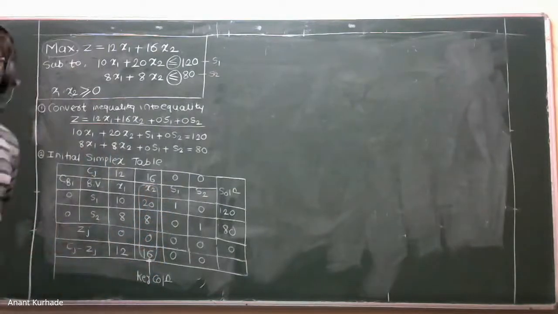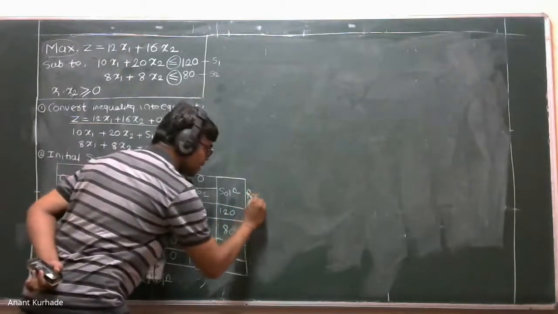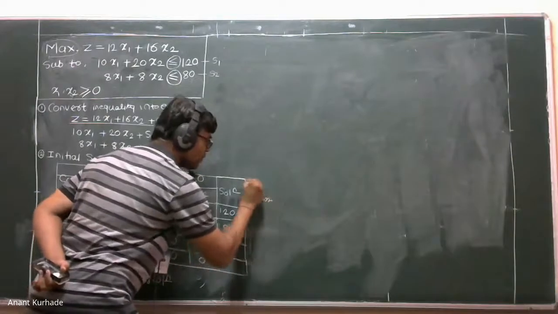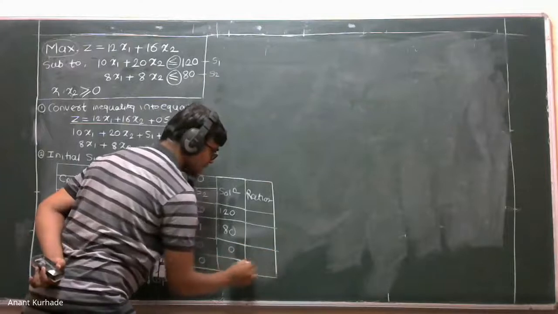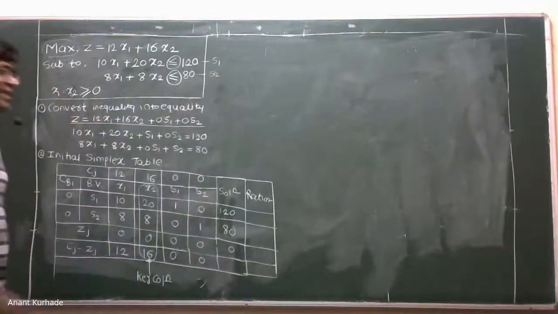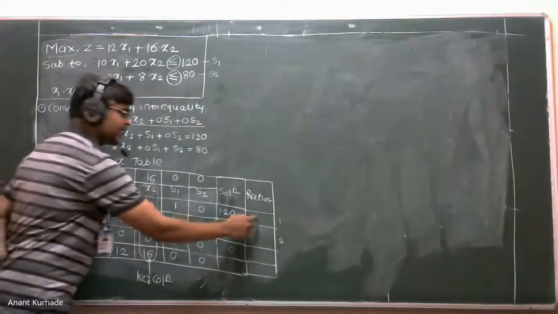Now it is required to find the key row. So we require the ratio. Now how to find this ratio? Tell me how we are finding these two values. This is from the first row. This is from the second row. How can we get this ratio value?